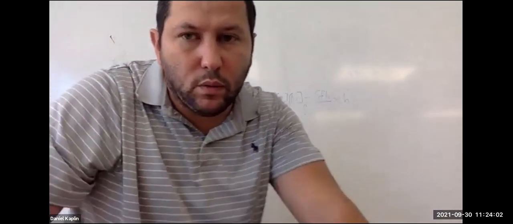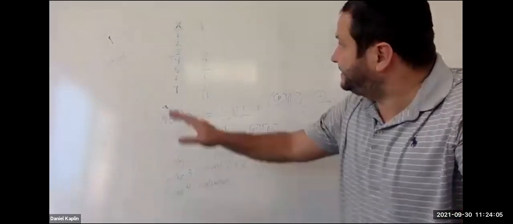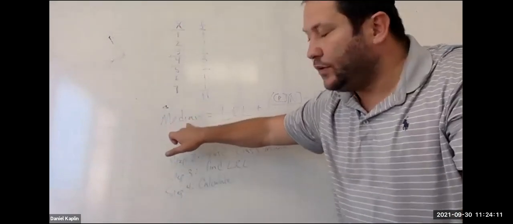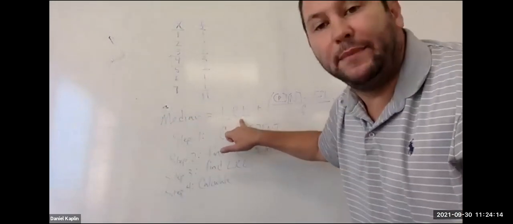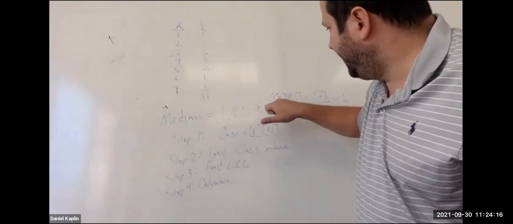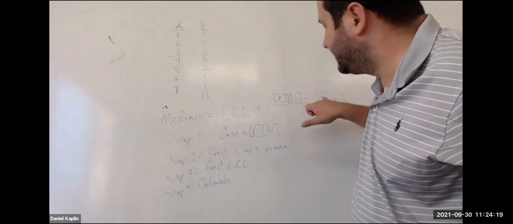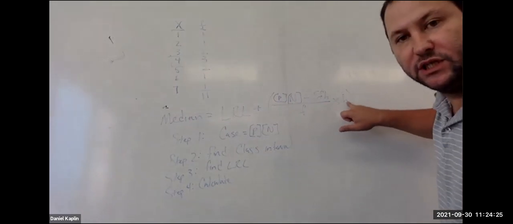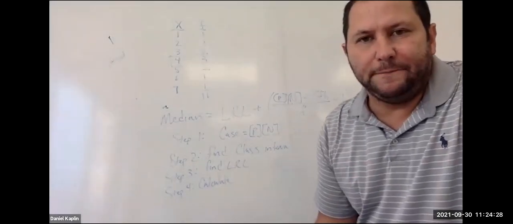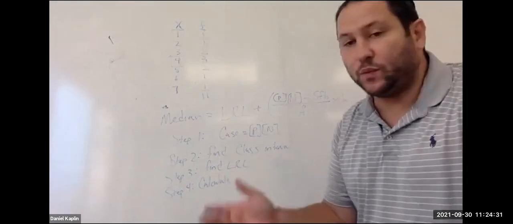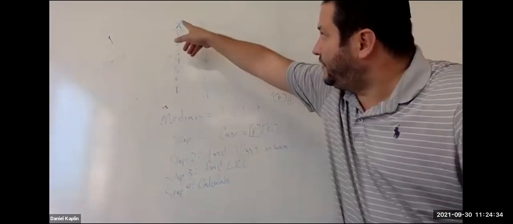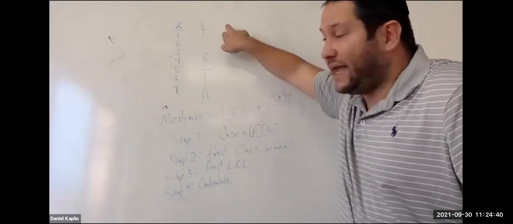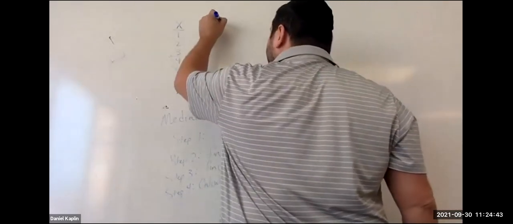All right, so what I've set up over here is the same X column and the F column that we had for the mean. And then I wrote the median formula out, which is lower real limit plus P times N minus the sum of the frequencies below, divided by F times H. Now, if the formula is hard to see, that's okay, because I put it on the slideshow as well. So the first thing I'm going to do with my X column and my F column is I actually think we should make a CF column. So let's make a CF column.